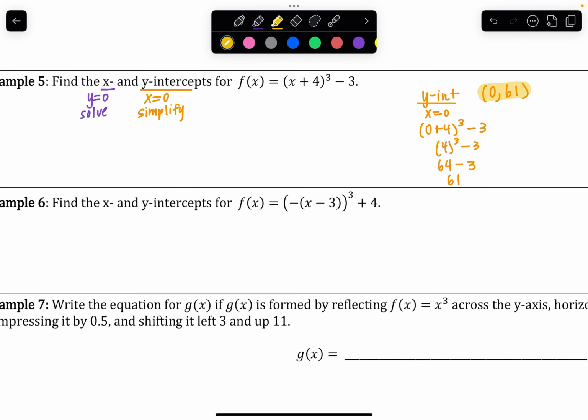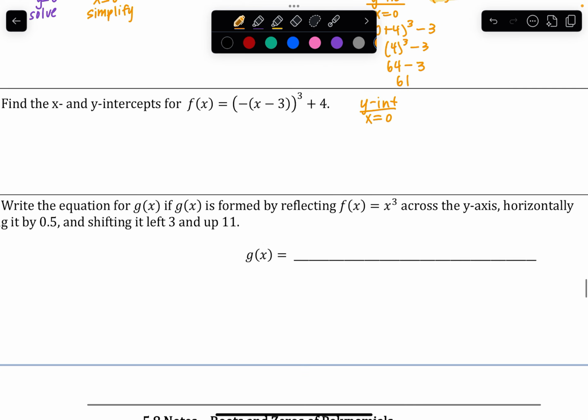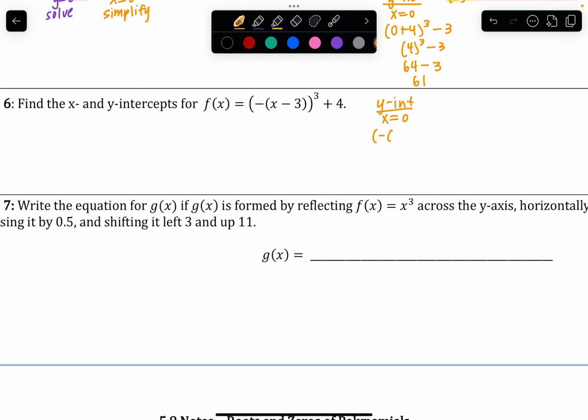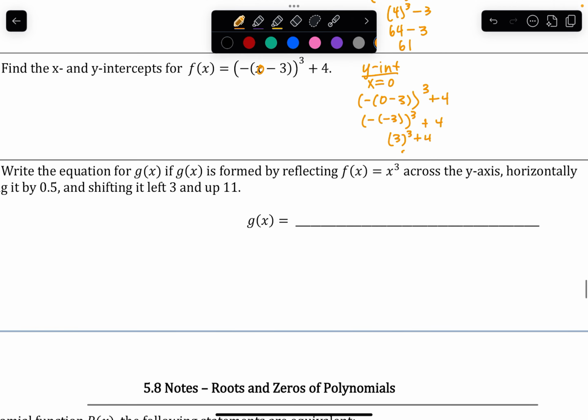Okay, and then let's go ahead and do this next one. So for the y-intercept, same idea. You plug in 0 for the x, and then we have a lot going on here. So x is 0. And so 0 minus 3 is -3. Then we have a -3, which is +3. +3 cubed is 27 plus 4, which is 31. So our y-intercept is 0, 31.